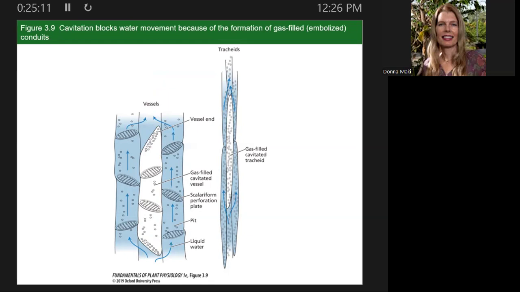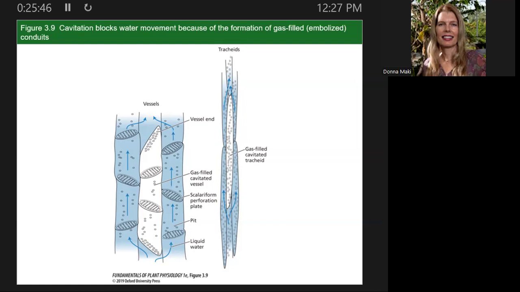So it'd be analogous to getting an embolism in your blood vessel. And if you know anything about that, is that a good thing? No, it can kill you. It won't kill the plant to have this happen, but it could if it happened all at once, but we don't see that happening. So here you see vessels and tracheids with air bubbles. The white area is demonstrating that a big air bubble came out of solution. Maybe it's CO2 or some kind of gas that came out of solution.